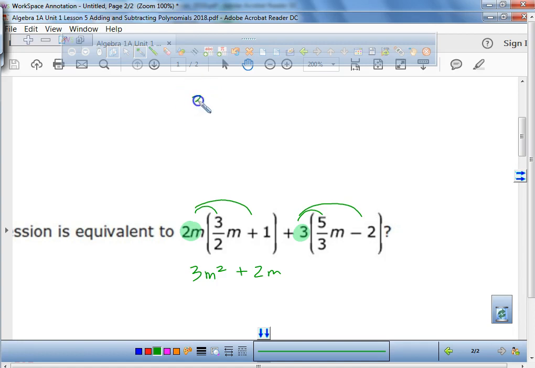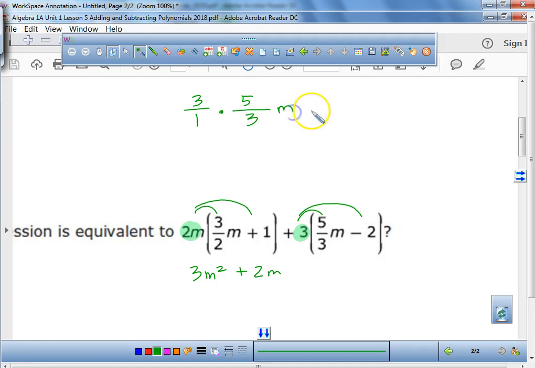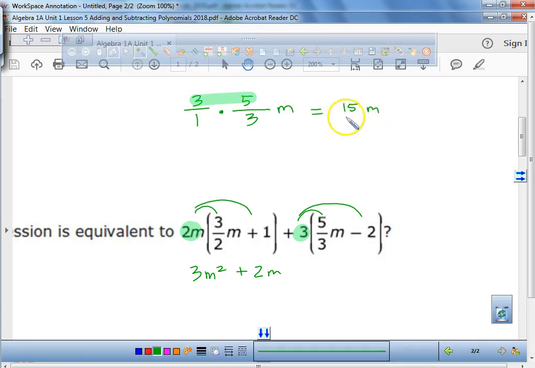By the way, 3 over 1, right there, 3 over 1, times. What fraction am I going to put for this? 5 over 3. Now you can put the m up in the numerator, or you can just put the m right here, either way. What's going to be the product of the numerator right here? 15. And there'll be an m right next to it.